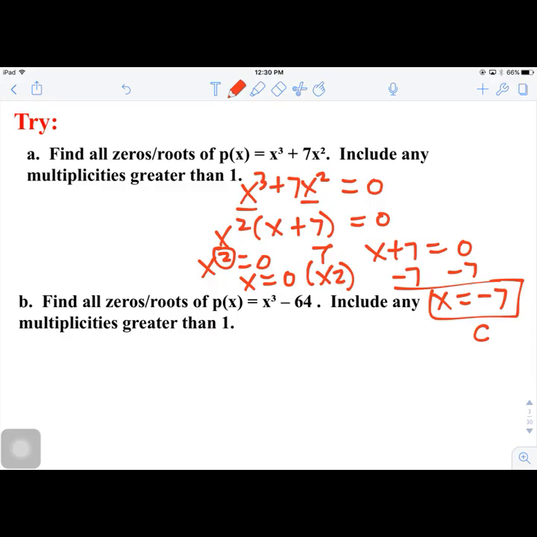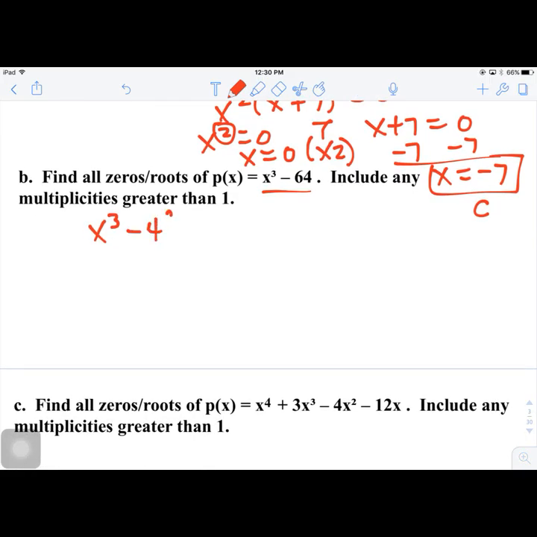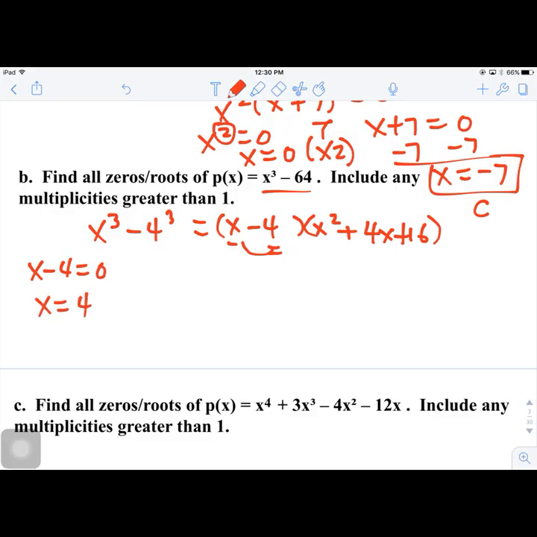Second one is actually in the form of a cube, so we can rewrite this as x cubed minus 4 cubed, and we're going to factor this using two parentheses. So we have x minus 4. Squaring the first term, we'll have x squared. Changing the sign to plus, multiply the two terms, we'll have 4x, and then we square the last term, which is 16. And then the only real 0 that we're going to get out of this is x minus 4 equal to 0, and we'll have x equal to 4.